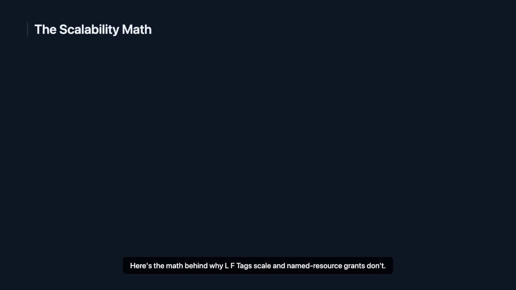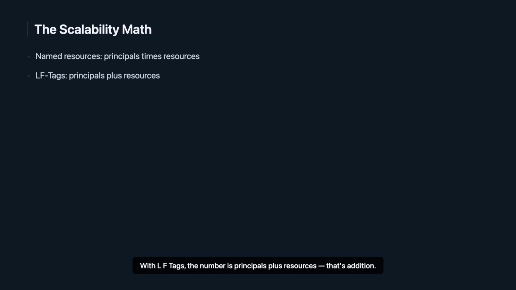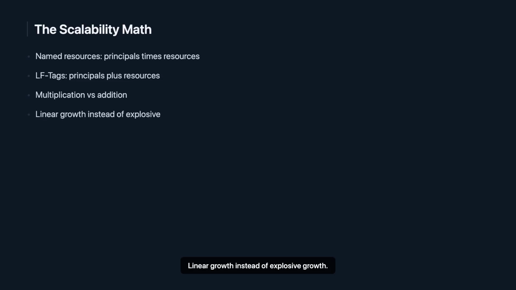Here's the math behind why LF tags scale and named resource grants don't. With named resources, the number of grants you need is principals times resources, that's multiplication. With LF tags, the number is principals plus resources, that's addition. Multiplication versus addition is the whole story. Linear growth instead of explosive growth. That single shift is what turns an unmanageable governance mess into something a small team can actually run.